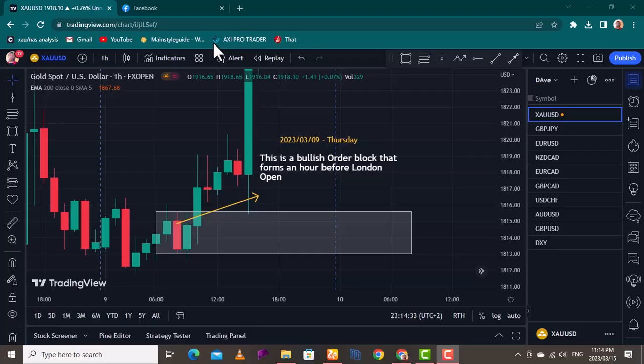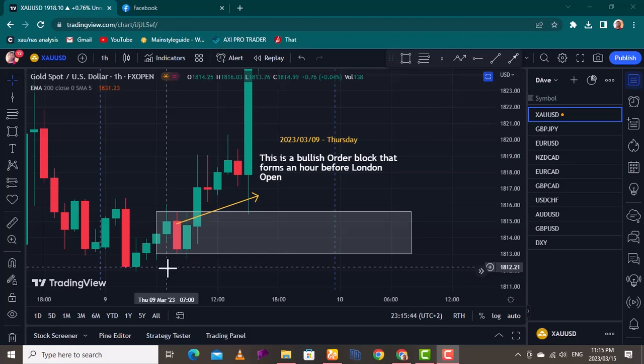The first thing you want to know about order blocks is what time did the order block form. Okay, strong order blocks form an hour before session opens. So if New York opens at 8 a.m. in your time zone and the 7 a.m. candle forms an order block on the hourly time frame or the 30-minute time frame, then it's a strong order block. The same applies for London session and Asian session.